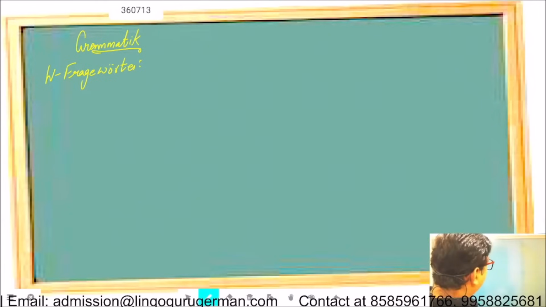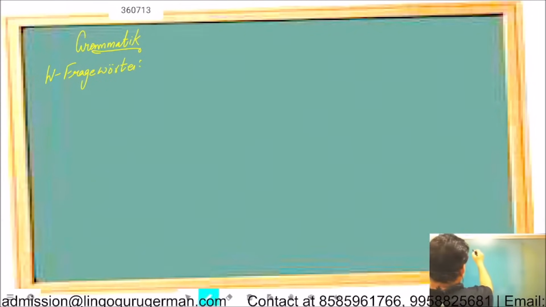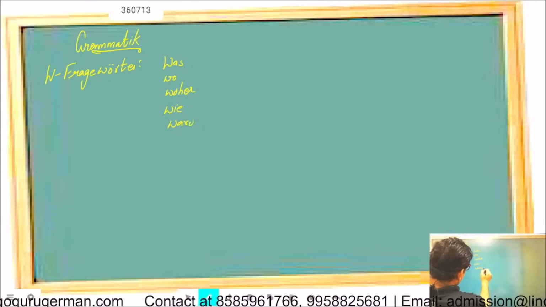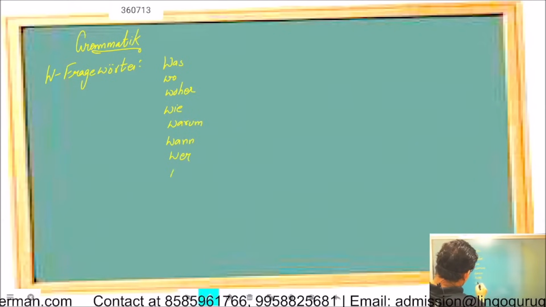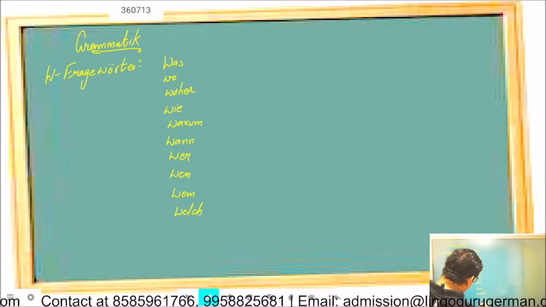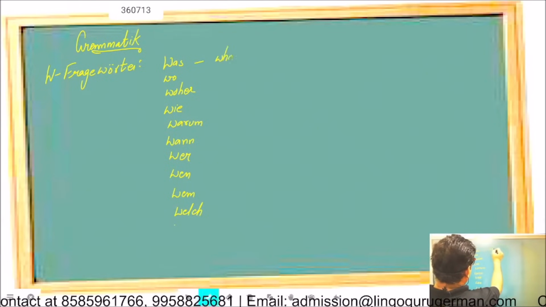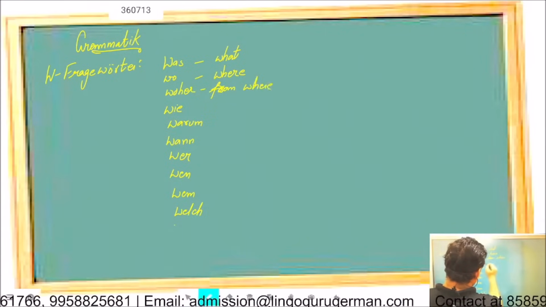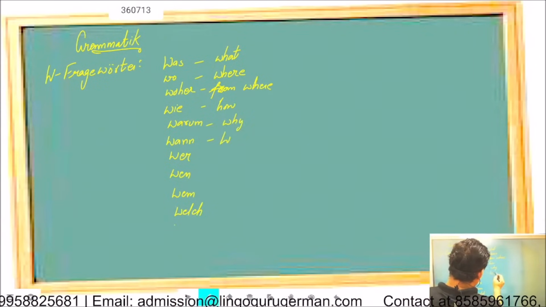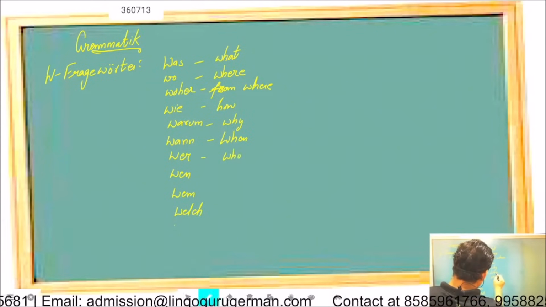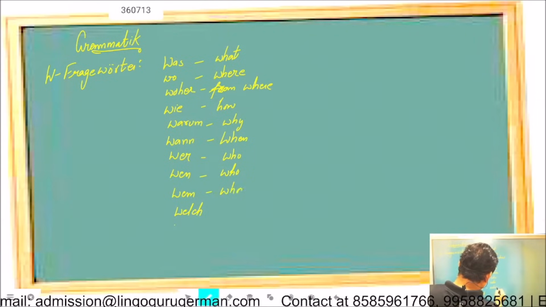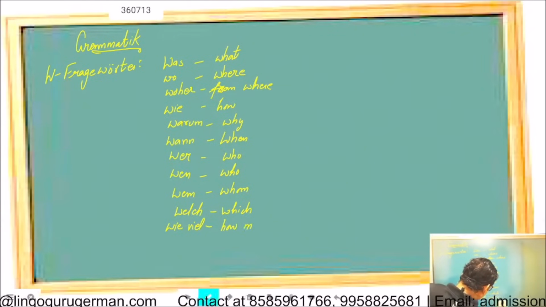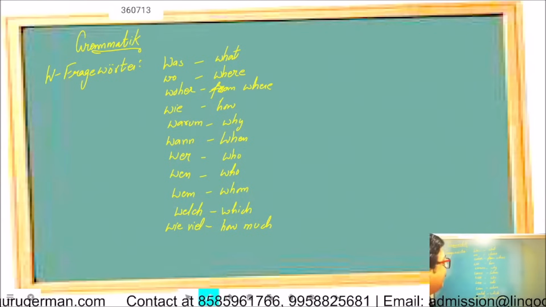So first, let's try to make a list of all possible question words. Was, wo, woher, wie, warum, wann, wer, wen, wem, welch, wie viel. What, where, from where, how, why, when, who, whom, which, how much. These are the possible question words which we would be requiring or using at A1 level.